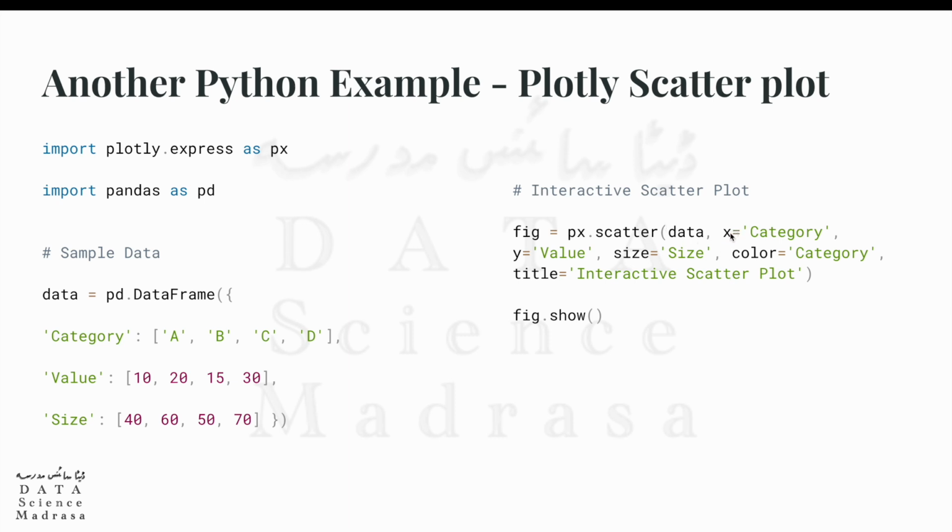How do we feed the data in? We specify the x-axis as category, y as value. The size for each marker will be depicted by this size attribute. Color is going to be based on category, so it'll automatically give a sequence of colors depending on how many points there are, or how many categories there are rather.